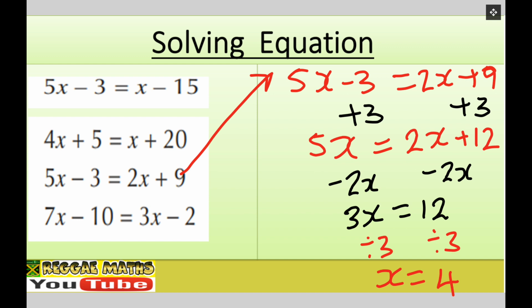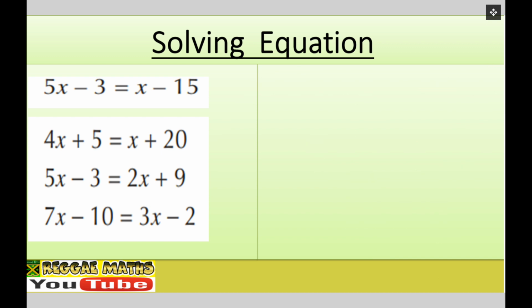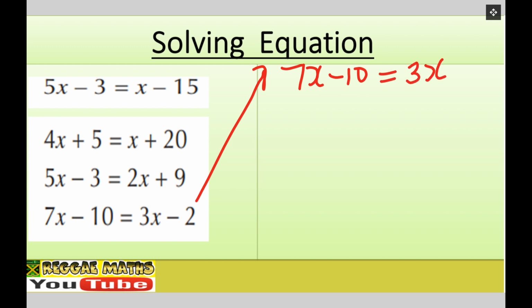Beautiful. Okay, now I do the final one here because I got minus on both sides, so the procedure stays exactly the same. So we got 7x minus 10 equals to 3x minus 2.